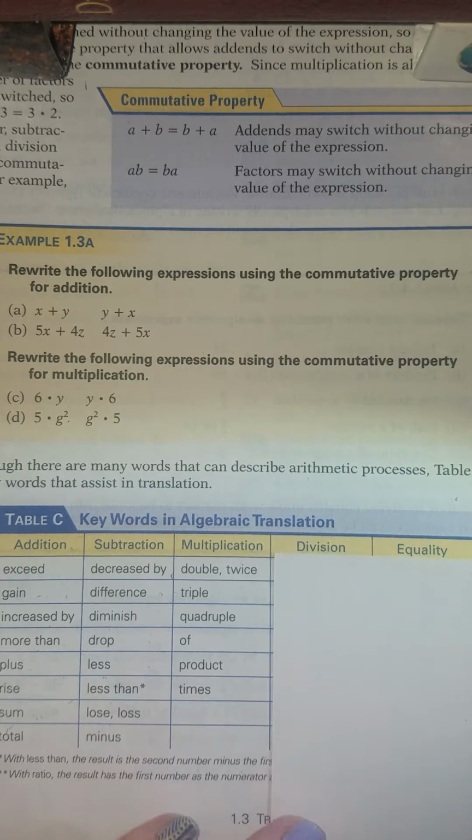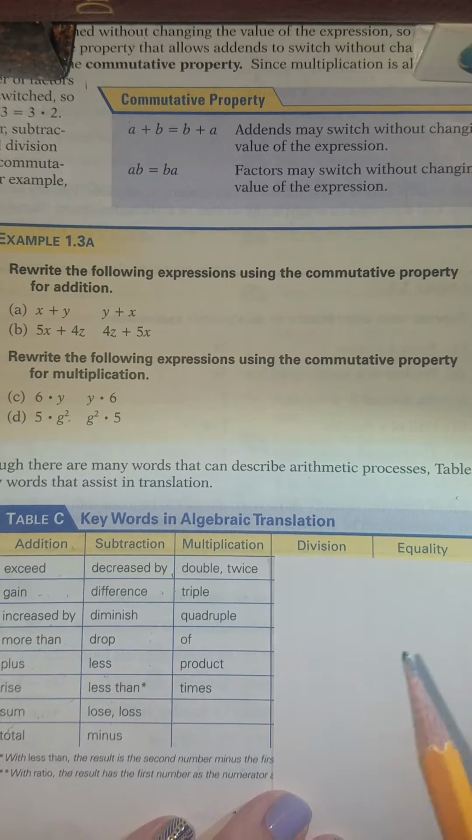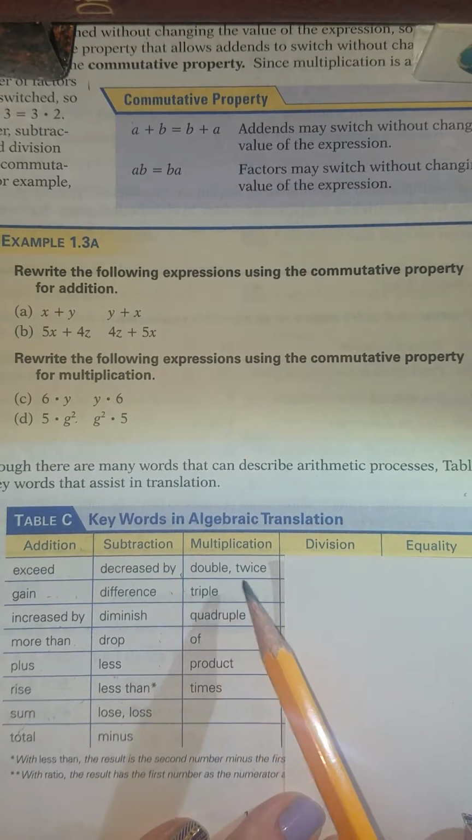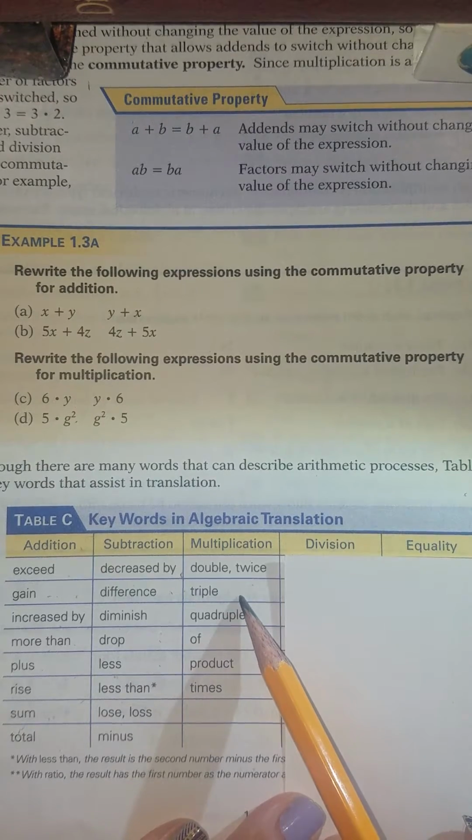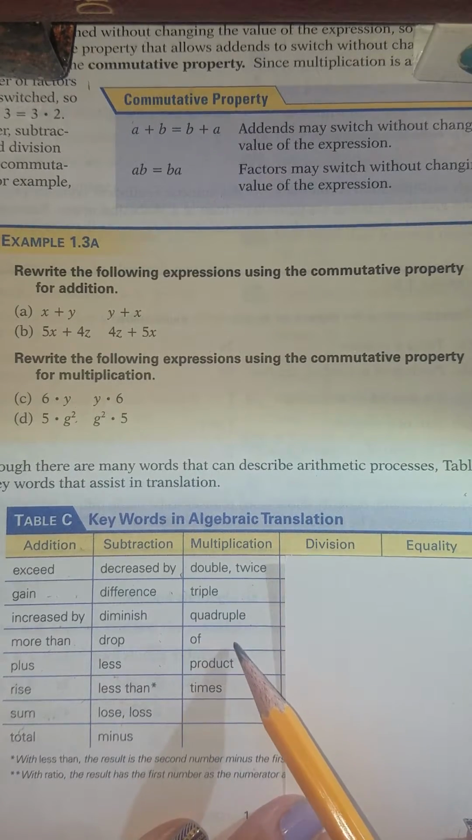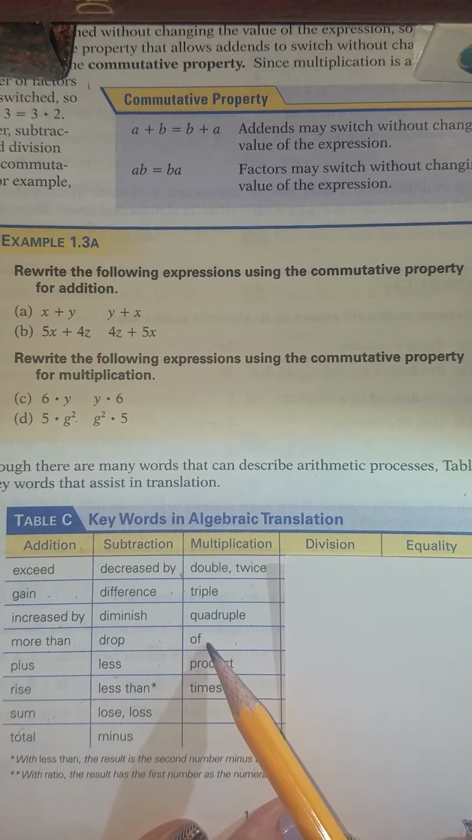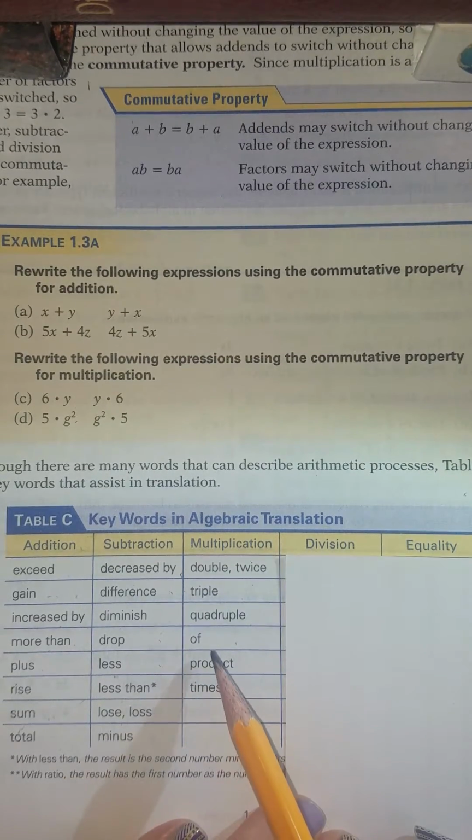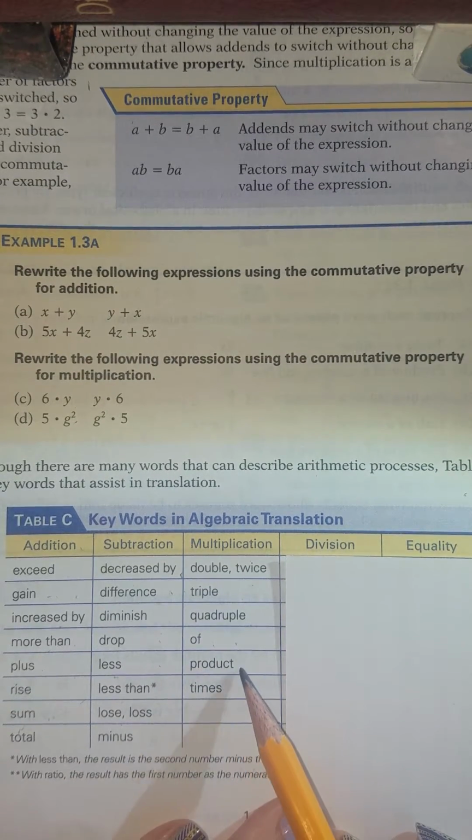Then you have multiplication vocabulary. For example, double, twice, triple, quadruple. The word of, that's really key. They use the word of a lot, and it translates into multiplication. Product is the answer to a multiplication problem, and times.